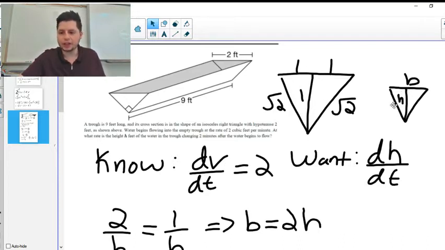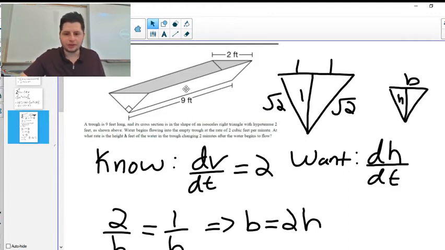Okay, this other triangle over here represents the water. So the base being the water line, and then the h being the height of the water. Now, when you're solving related rates problems, I typically try to write down rates that I know and rates that I want. So you can see I wrote down that dV/dt is equal to 2, and I want that dh/dt, okay? Because I want to know at what rate is the height h of the water in the trough changing 2 minutes after the water begins to flow.